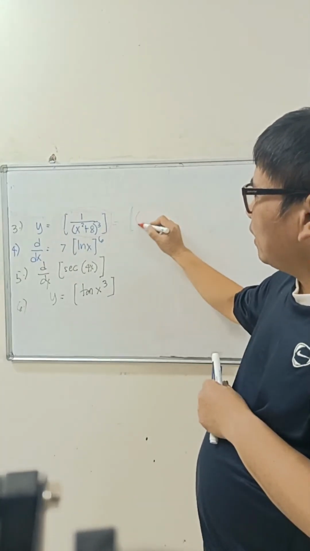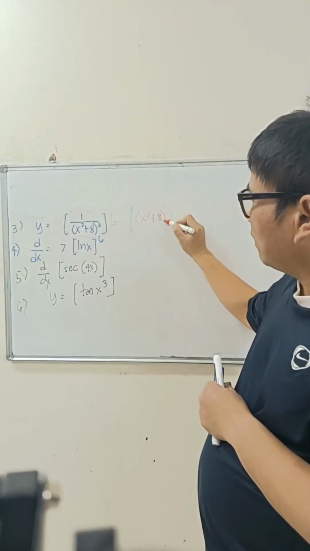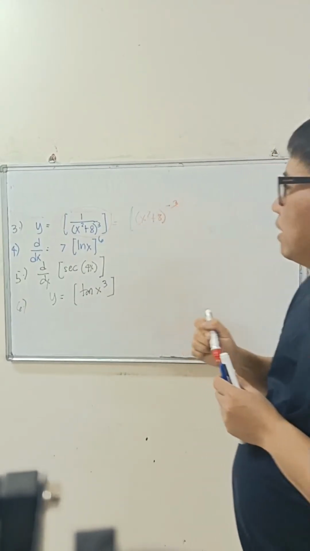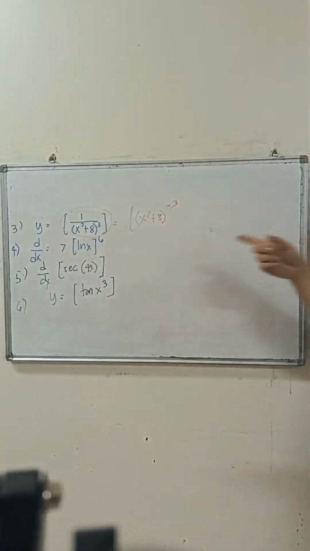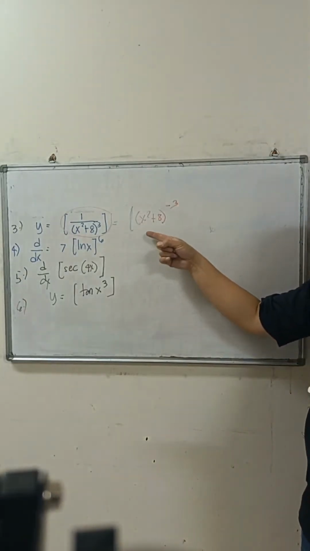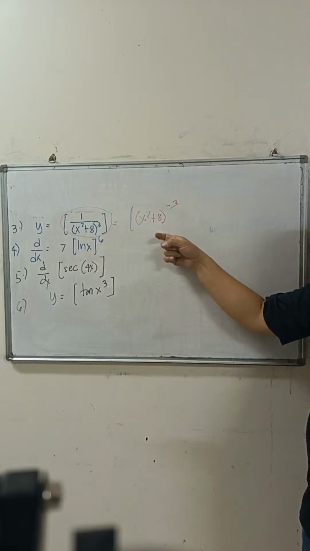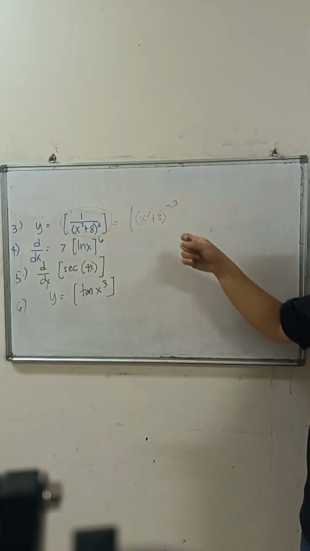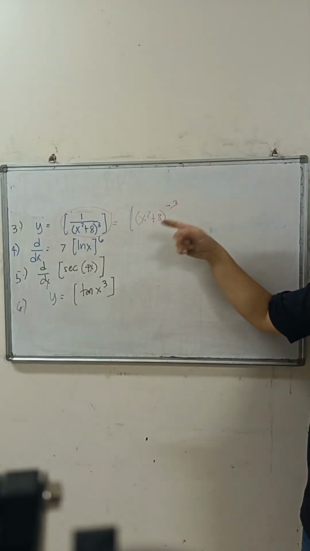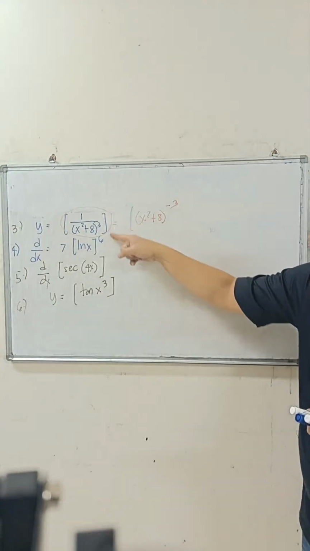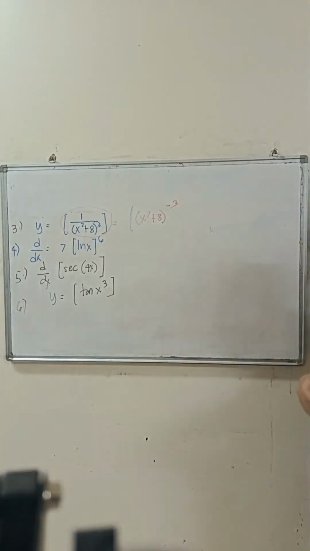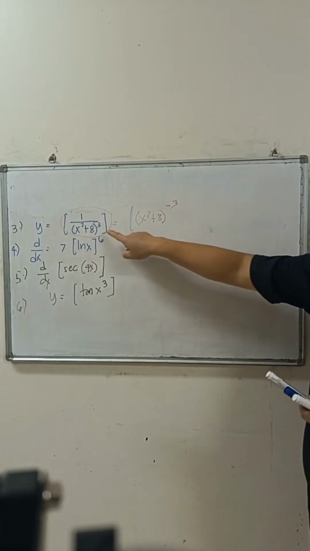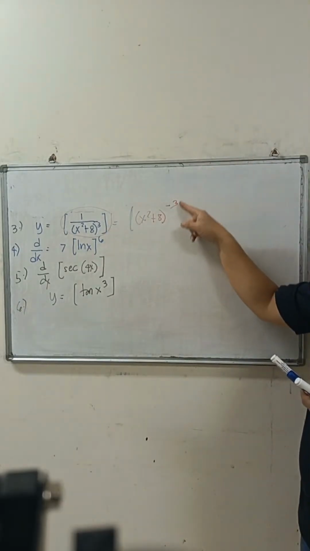So this is going to be (x squared plus 8) raised to the power negative 3. First, this is the inverse exponent rule in the law of exponents. Second, this is the quotient rule. Things like that. And then you raise this denominator to the top, so that's where the exponent becomes negative 3.